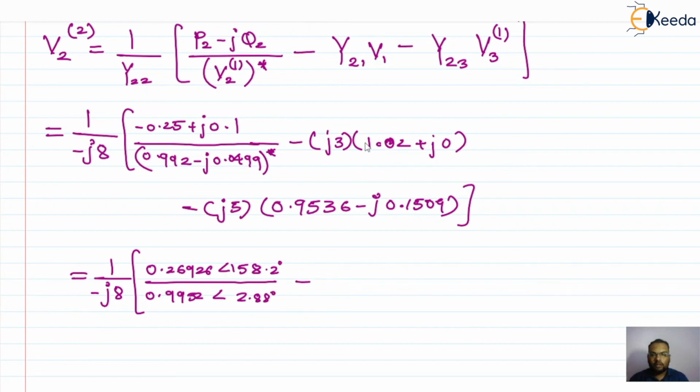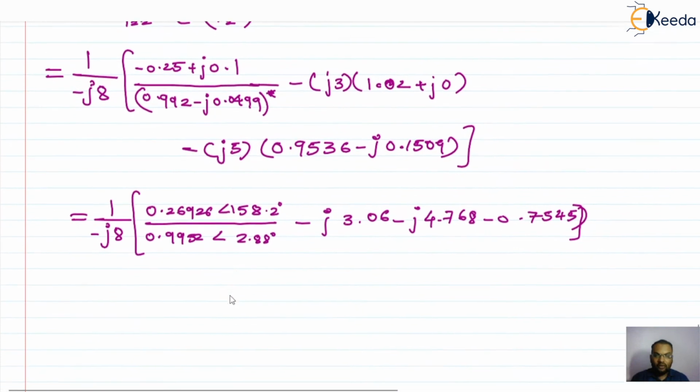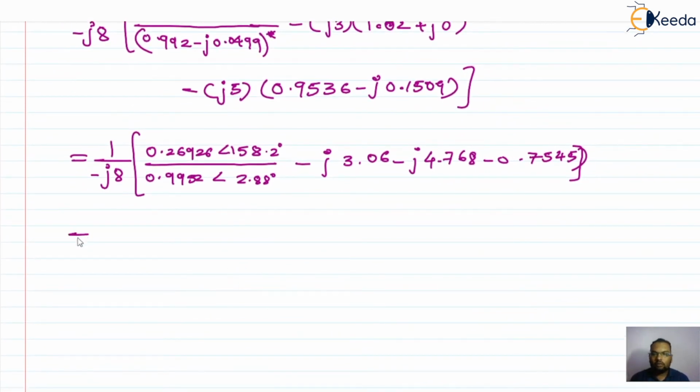Okay, if you solve this, you will get here minus j3.06, again minus j4.768, and minus 0.7545. These terms. Okay, now on solving this square bracket, solve this square bracket and divide that with minus j8, you will get at the end result as 0.9643 minus j0.125. Okay, so it is the voltage at bus 2 at the end of the second iteration.